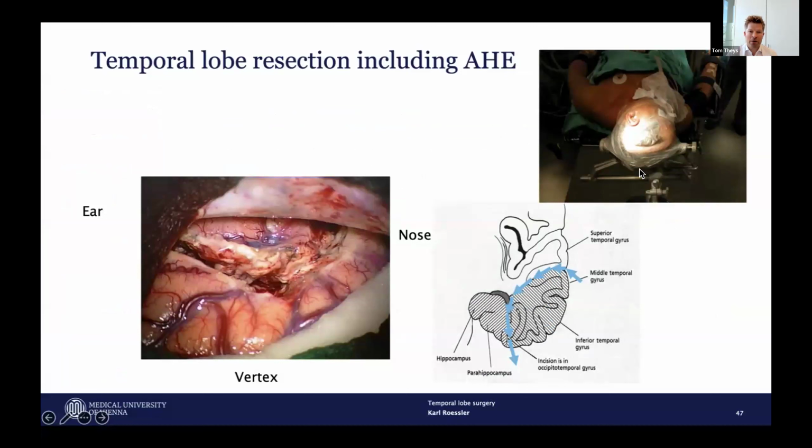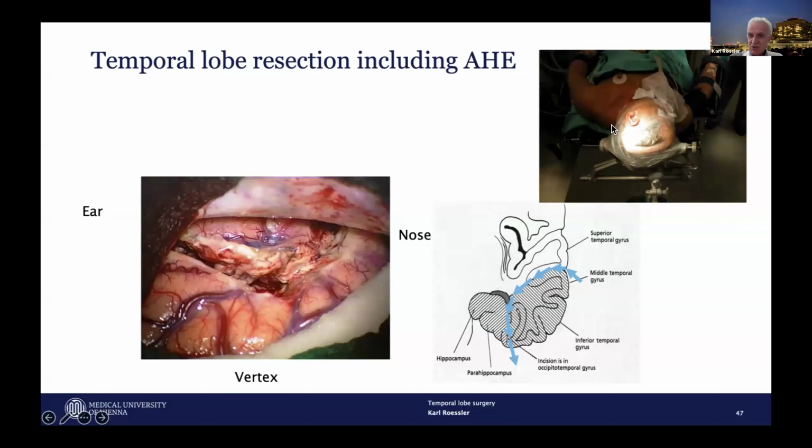It's more important to spare, in my opinion, the pial plane or the arachnoid. But just about the position, how do you position the patient? Normally, the thorax is about 30 degrees up. The head is turned 60 degrees to the contralateral side.